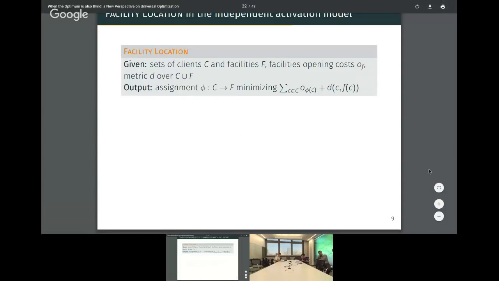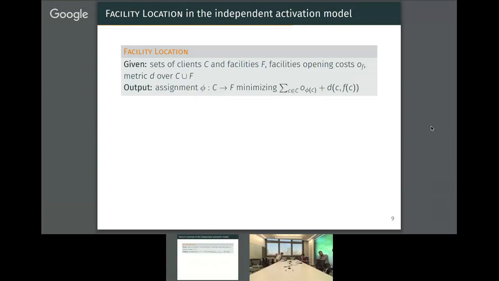So how are we with time? 20 minutes. Okay. So now, because this was the simplest algorithm from our paper, I want to show something more sophisticated. And here I will show how to use the assumption, how to use the independent activation model.